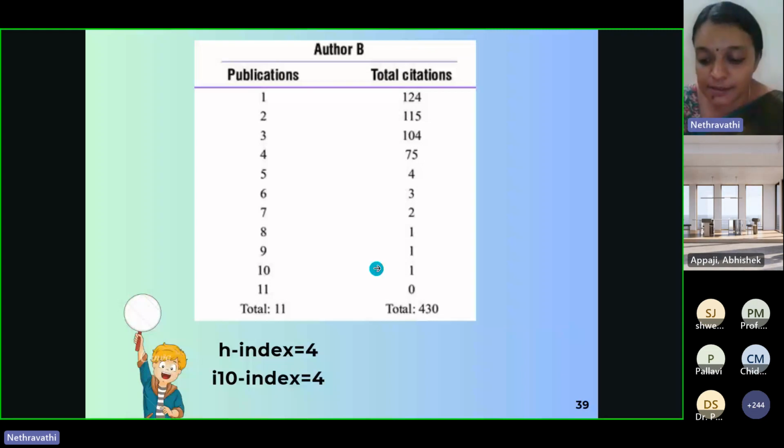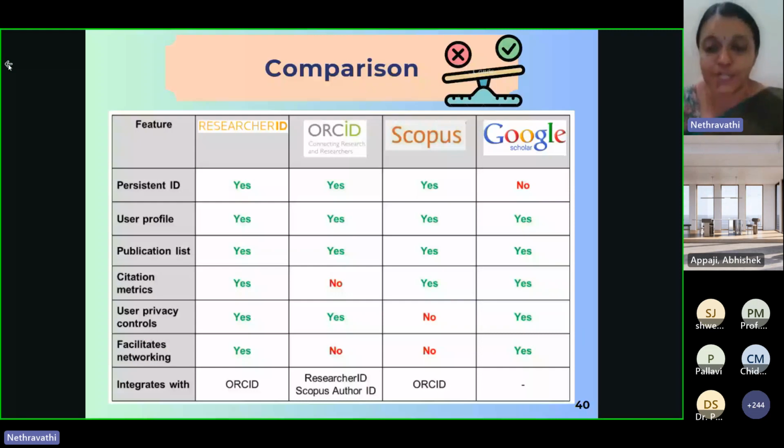So that means that you all have understood how to calculate H index and I-10 index. That's good to know. Coming to the last part of these researcher metrics: why do we need to have so many researcher IDs?